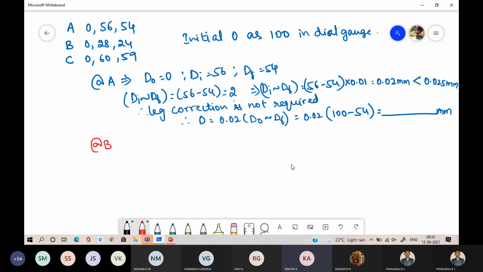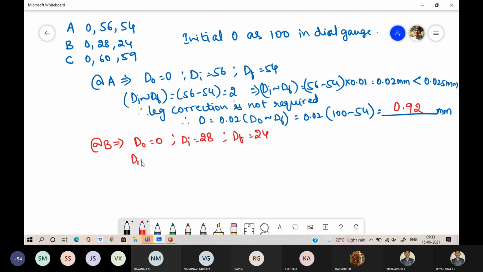Point 0.92, sir. 0.092 or 0.92? 0.92, sir. 0.92. Next, at point B, D naught is equal to 0, DI is equal to 28, DF is equal to 24.